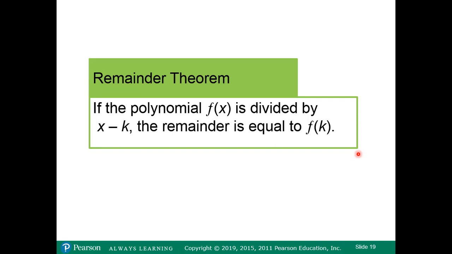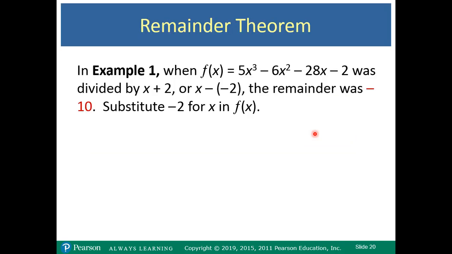Now the remainder theorem then is a result of this. So if the polynomial f of x is divided by some binomial of the form x minus k, then we know that the remainder is equal to f of k. So whatever the remainder turns out to be, it's going to be the same as the value of the function evaluated at k. So that's going to be a good, helpful theorem.